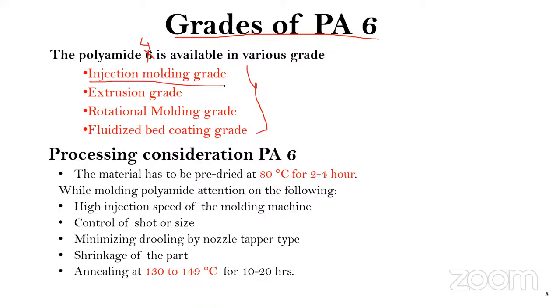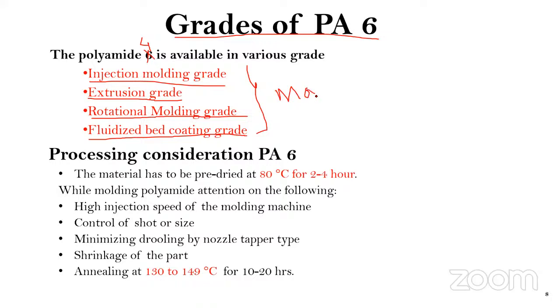this one is the injection molding grade. We can apply it only while processing by injection molding. Then we have an extrusion grade. Then we have a rotomolding grade PA6, or fluidized bed coating grade. So these are the four different grades of polyamide available in the market.